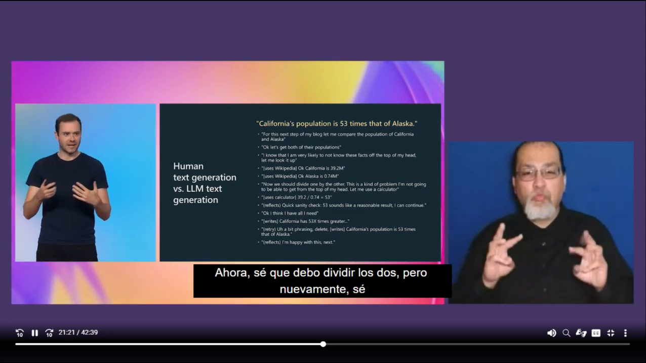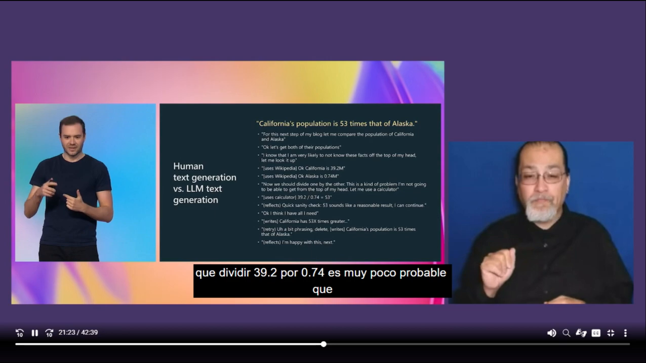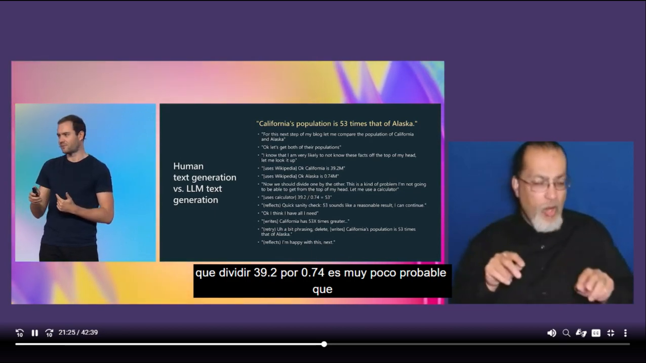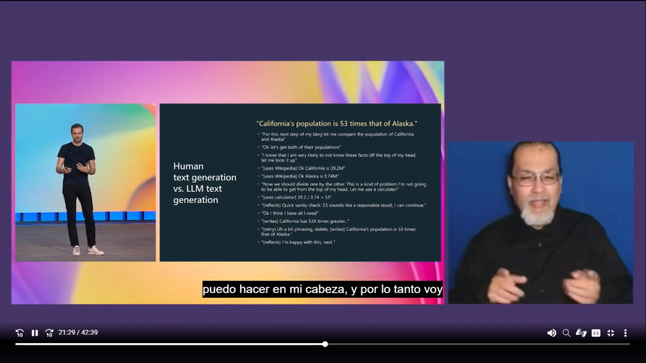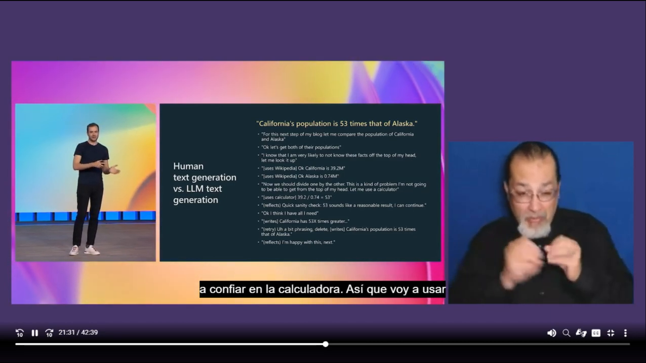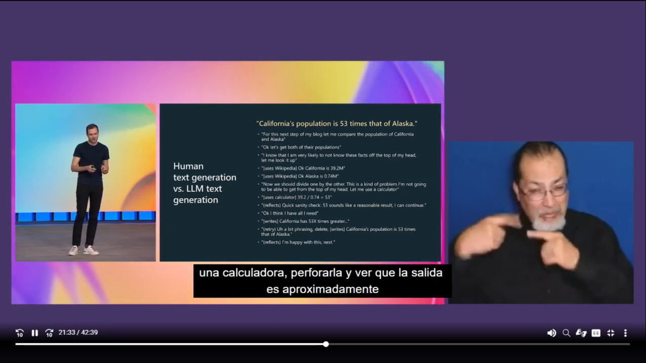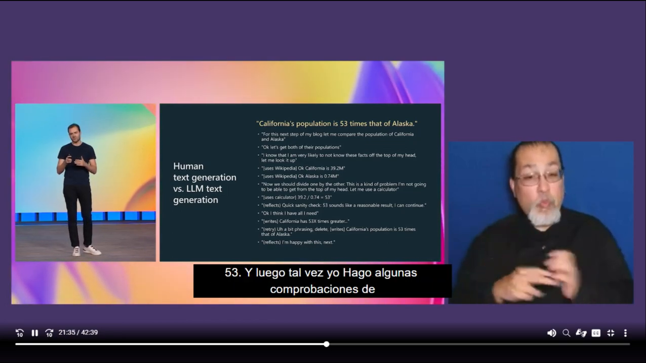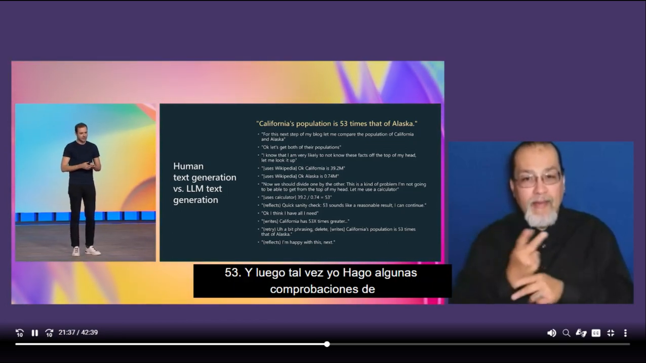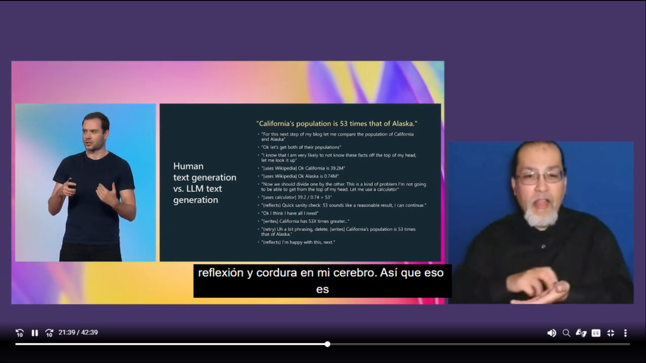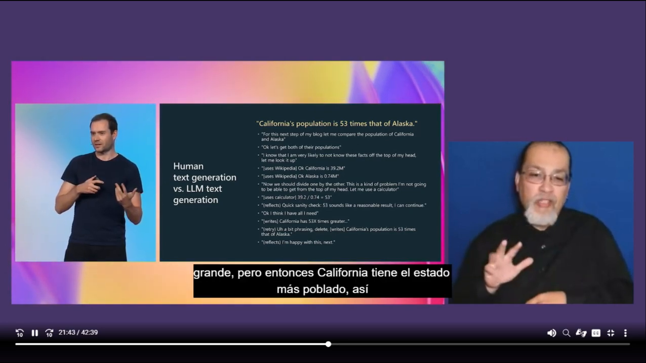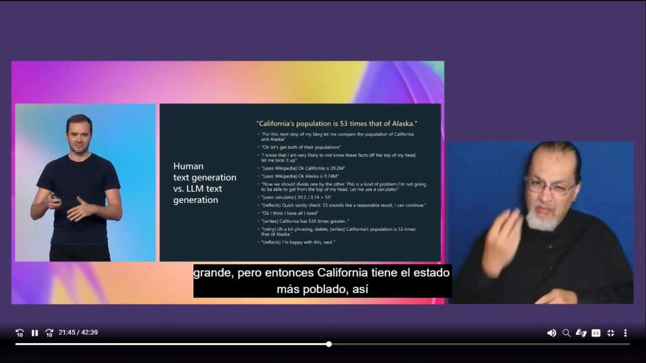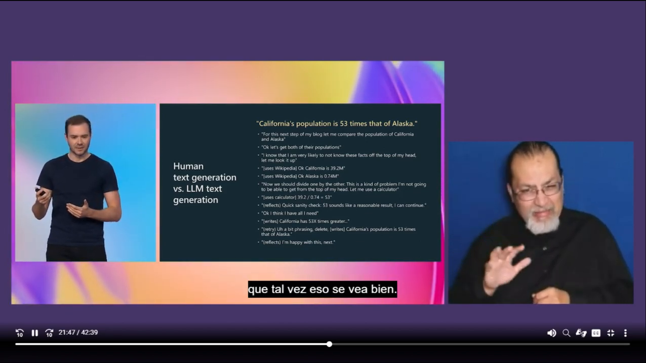Now I know that I should divide the two, but again, I know that dividing 39.2 by 0.74 is very unlikely to succeed. That's not the kind of thing that I can do in my head. And so therefore, I'm going to rely on a calculator. So I'm going to use a calculator, punch it in, and see that the output is roughly 53. And then maybe I do some reflection and sanity checks in my brain. So does 53 make sense? Well, that's quite a large fraction, but then California is the most populous state, so maybe that looks okay.